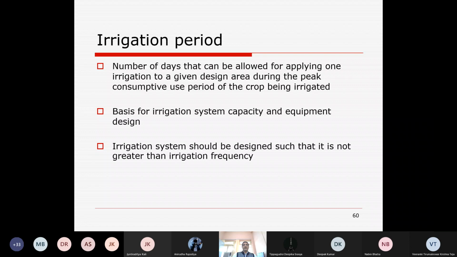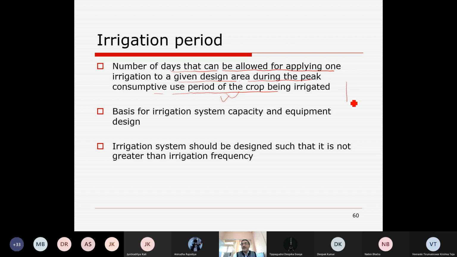Once you know the irrigation frequency, we need to know the irrigation period. So what is the irrigation period? It is the number of days that can be allowed for applying one irrigation to a given design area during the peak consumptive use period of the crop being irrigated. Irrigation period means after how many days the crop will again get irrigated. So the number of days that can be allowed for applying one irrigation to a given designed area during the peak consumptive use period of the crop being irrigated.